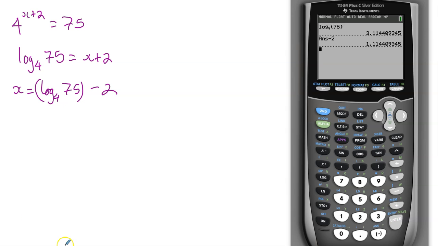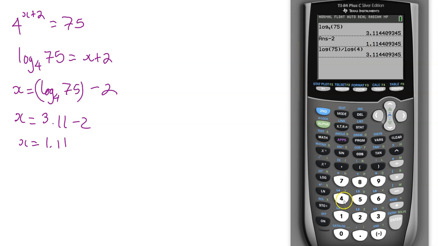So if we round that, let's say, to the nearest hundredth, x is equal to 1.11. Now, if you can't do a log base 4 of 75, then you just use the base change formula and you say it's going to be the log of 75, so log 75, bracket, divided by log 4. So that formula is on the formula sheet.